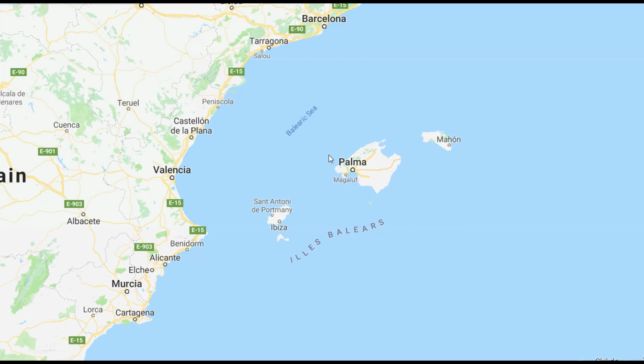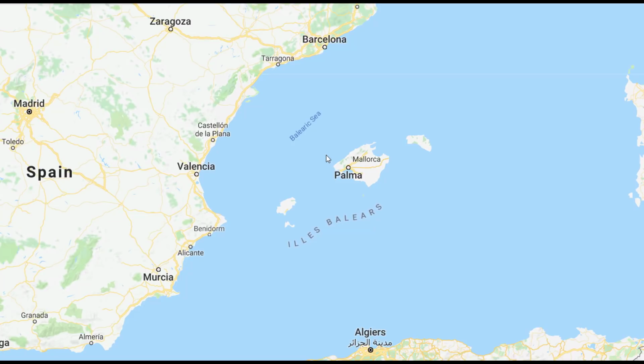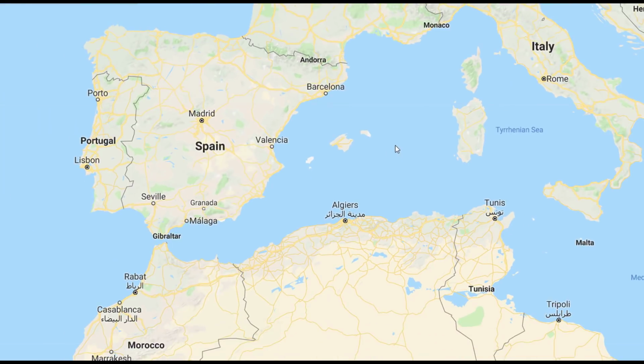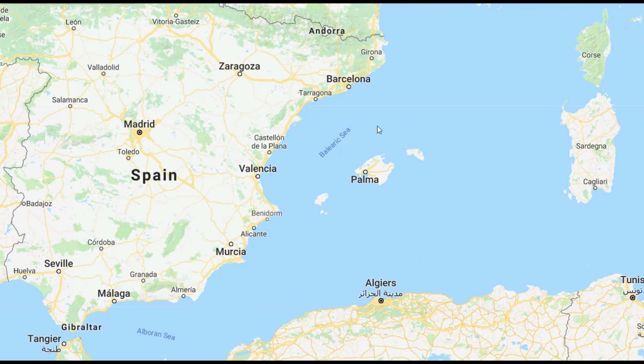Now, one question can be, why do we call them Balearic Islands? Because they are located near the Balearic Sea. So, in the southern side of Spain, you will find the Balearic Sea. This is important. Please make sure you remember this.